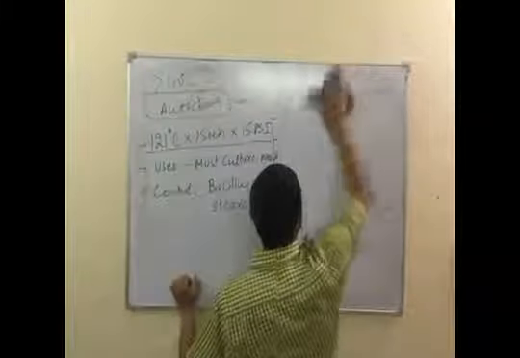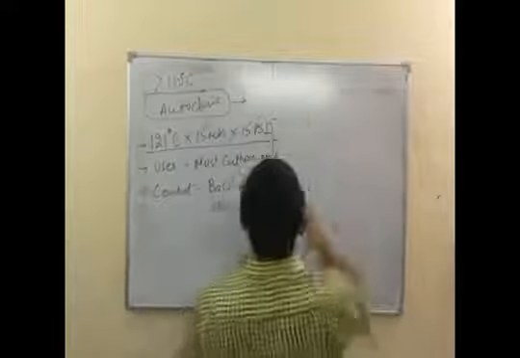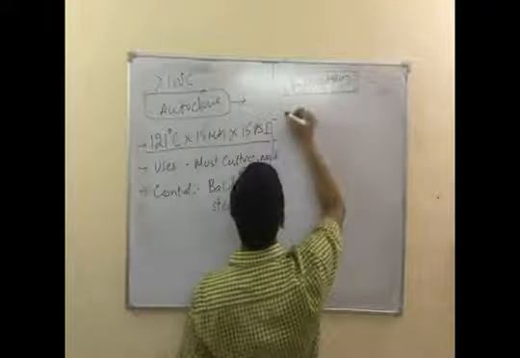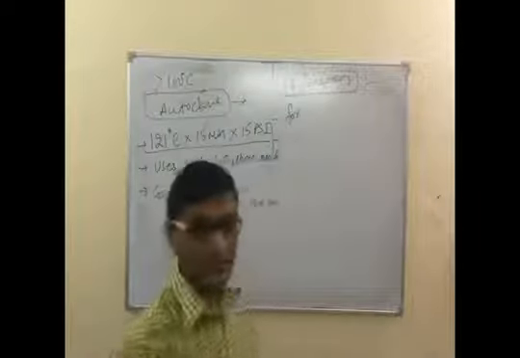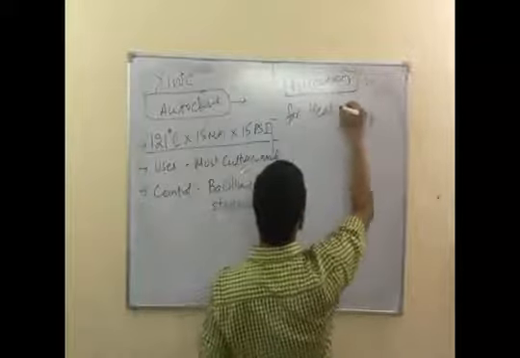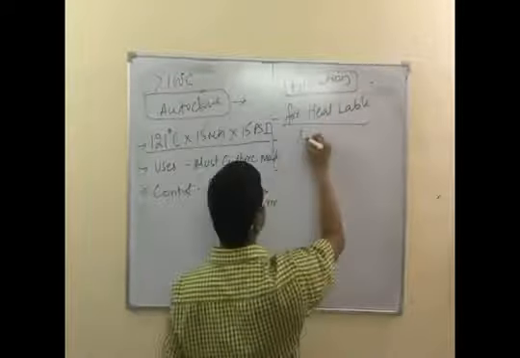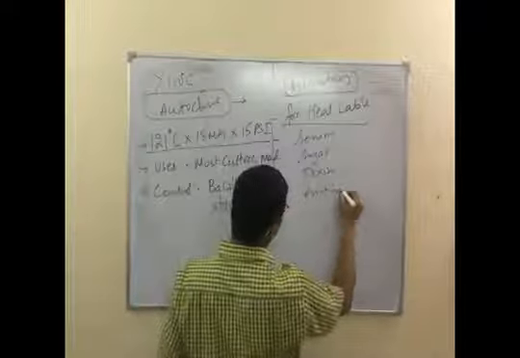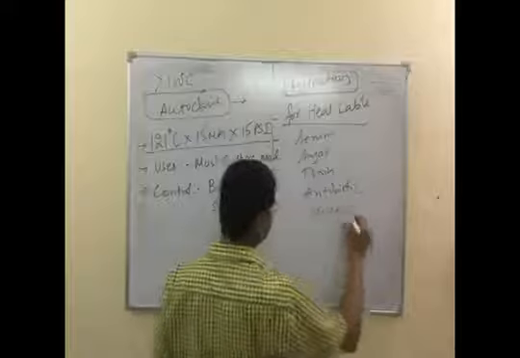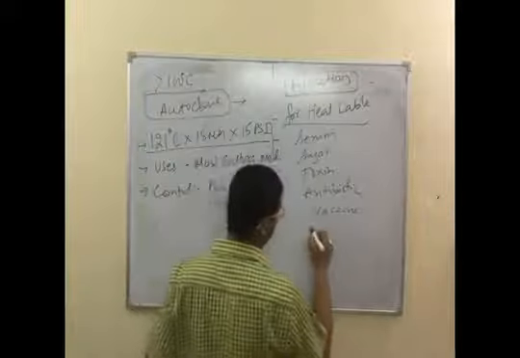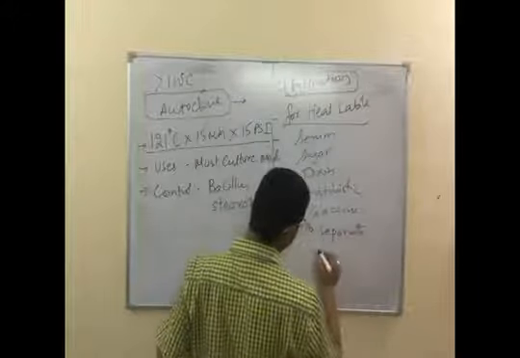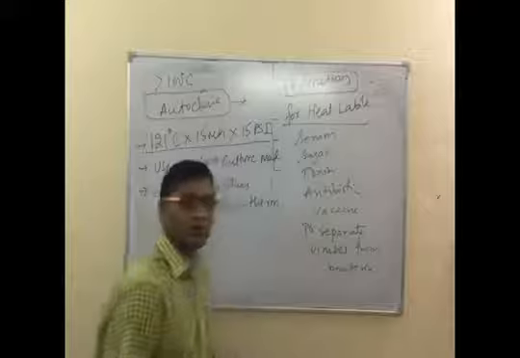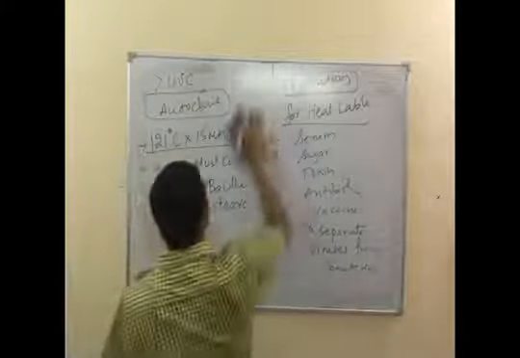Okay, so this is all about heat sterilization. Coming to filtration. The indication of filtration is that it is usually done for heat labile substances. All sorts of heat labile substances like serum, sugar, toxin, antibiotic, vaccine, as well as to separate the viruses from bacteria. So all these are the indications of filtration.